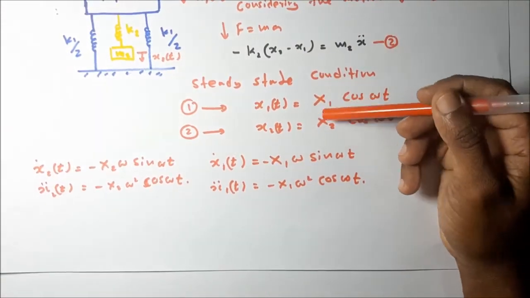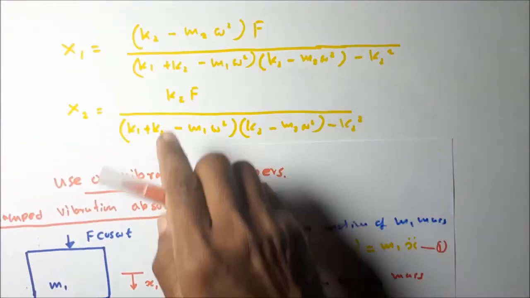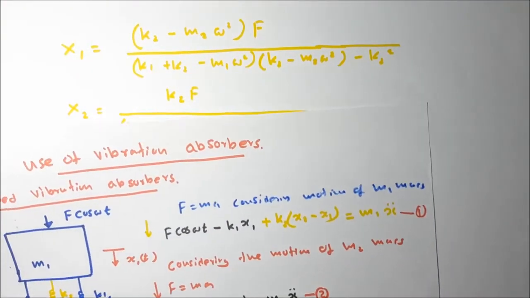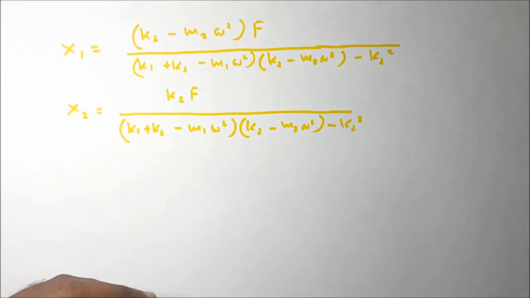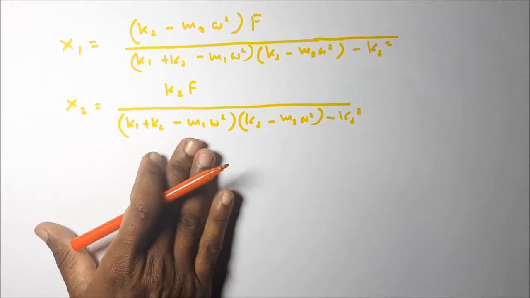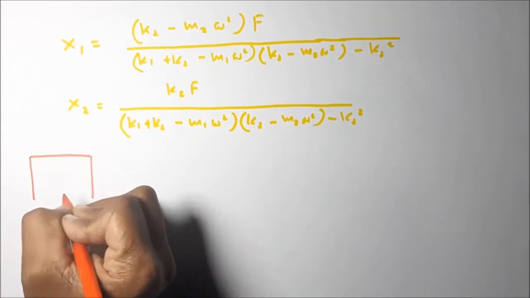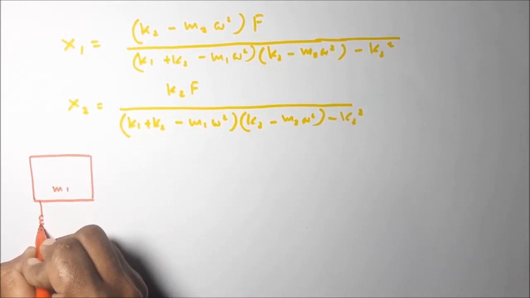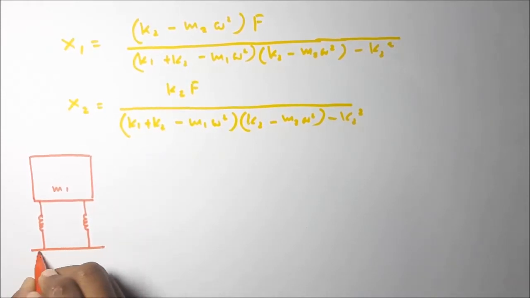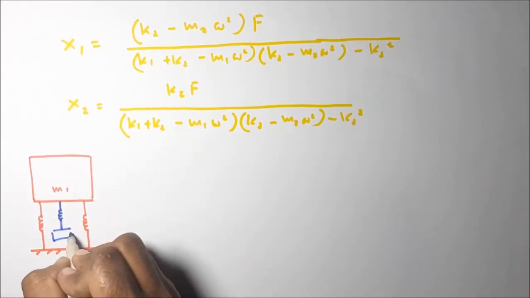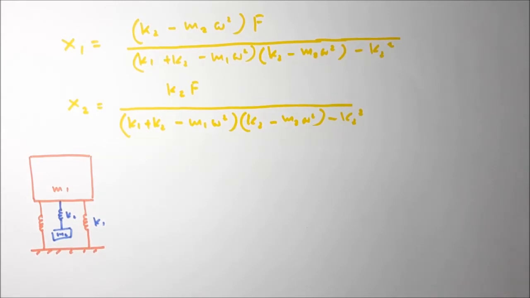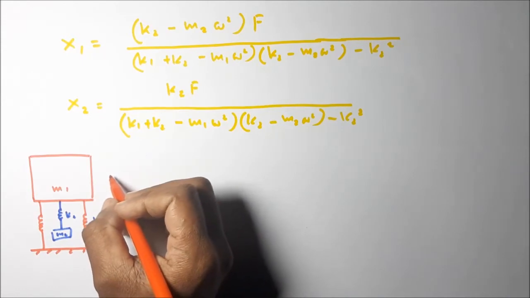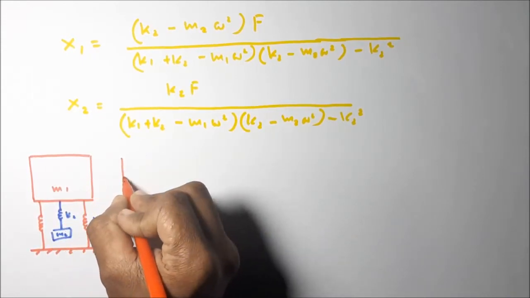That means for x1 and x2 in steady state vibration, what is meant by x1? It is the amplitude of the vibration in steady state situation. I will explain this one. If you take the m1 mass, m2, this is k1, k2. Then what is meant by x1? In steady state situation, the amplitude of the vibration of the m1 mass is called x1.